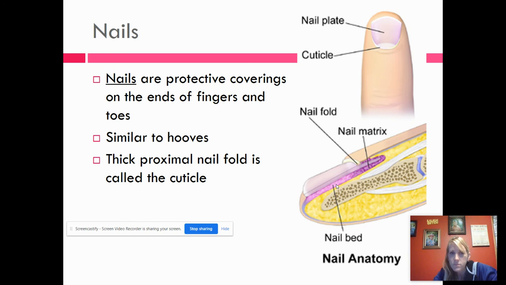Nails are protective coverings on the ends of fingers and toes. They're similar in construction to hooves, so you're totally like a horse. It's not a big deal. The thick proximal nail fold is called the cuticle. Some people get rid of their cuticles. I still don't understand why you would want to do that. They seem like they do a good job.